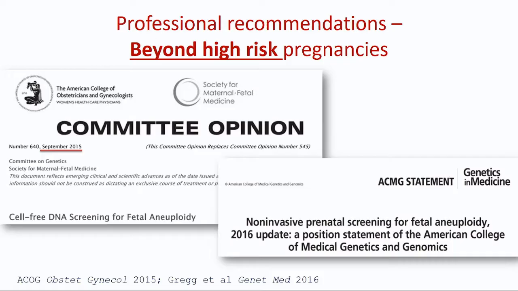And subsequent to these studies having been published, some of the professional societies have revised their guidelines. This set of revisions came in 2015 and 2016. They now updated the guideline and say that, in appropriate pregnancies and in women who consent to have the technology, the cell-free DNA testing approach may be applicable beyond the high-risk women.